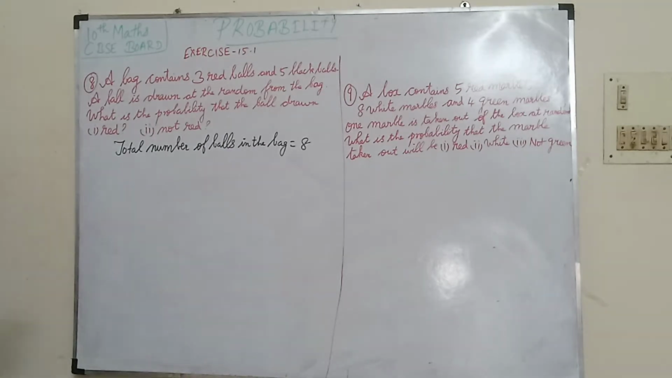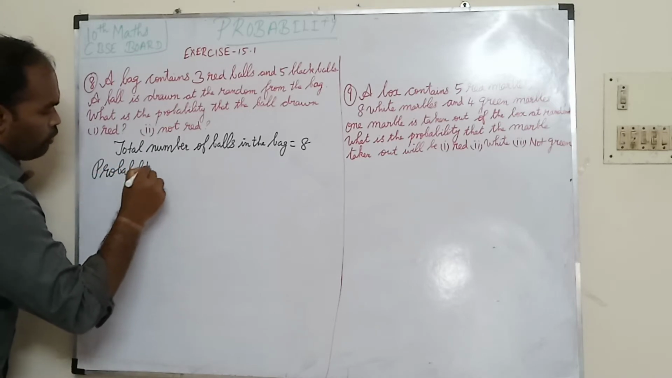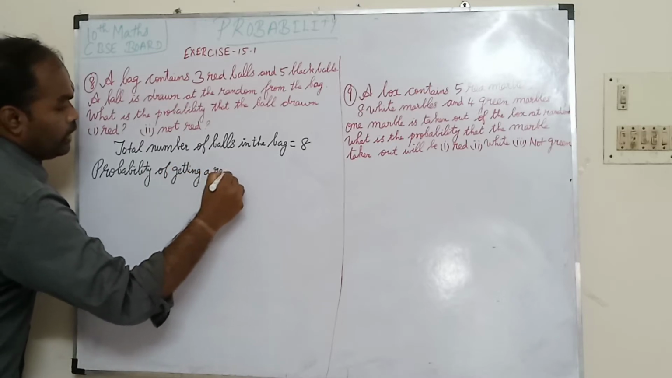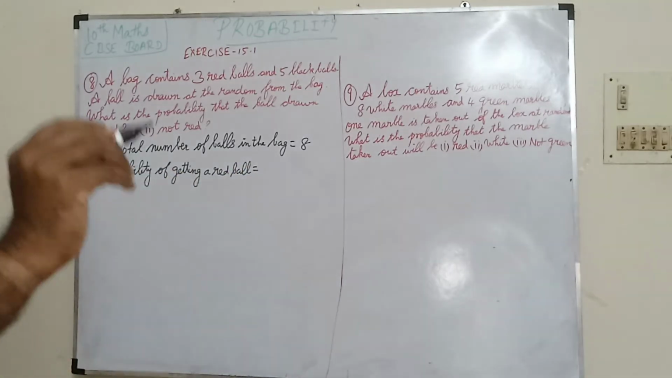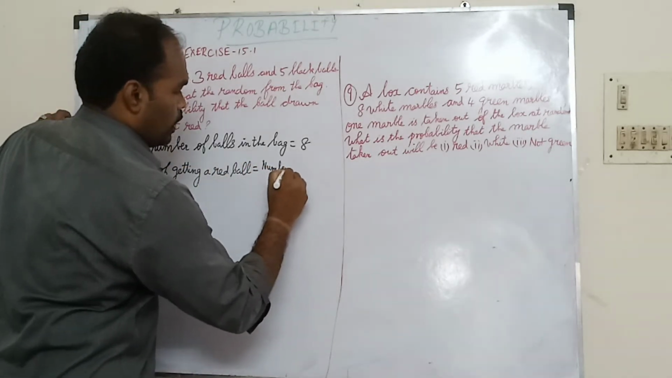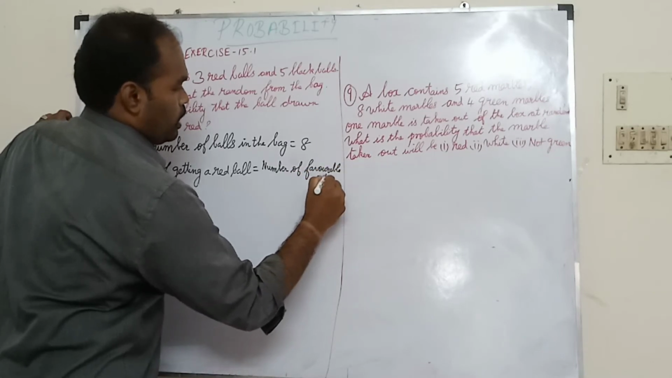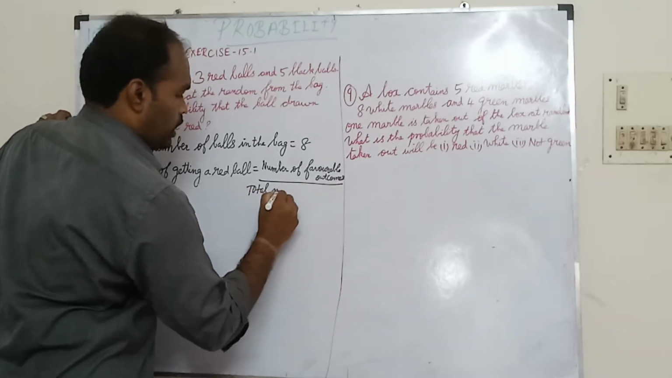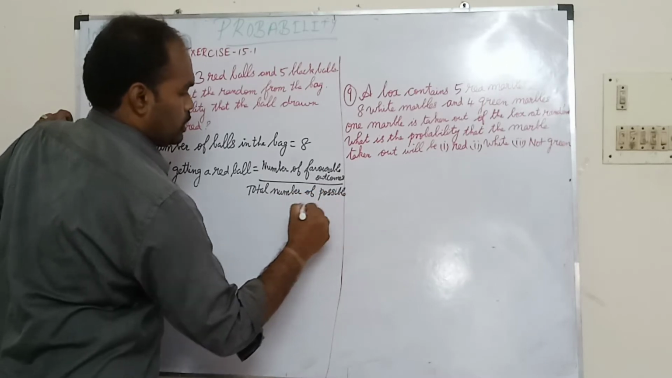So now first we need to check the probability of getting a red ball equal to what? Number of favorable outcomes. The formula is number of favorable outcomes by total number of possible outcomes.